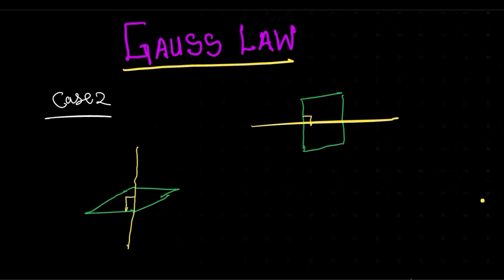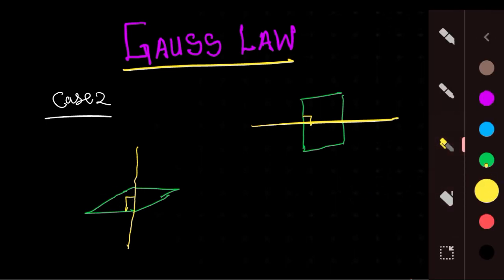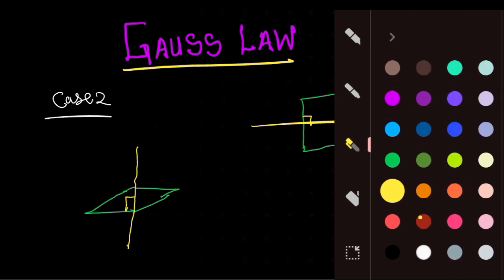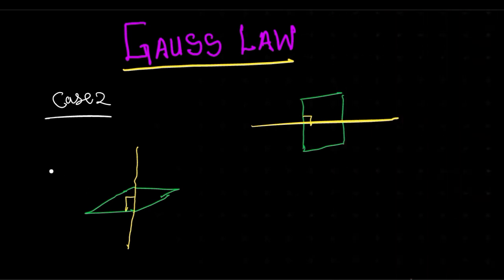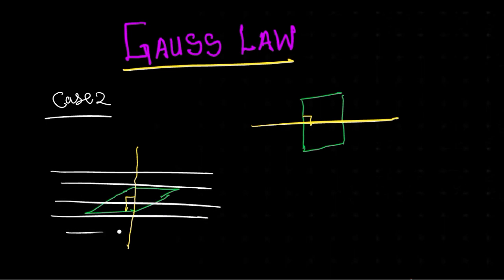Now let's pass an electric field through the surface. Remember that we are in case 2 right now. So in here, we are passing an electric field here, here, here, here, and here, right? Now, what is the angle between the field and the normal? The angle between the field and this normal is perpendicular, right? That is angle 90.